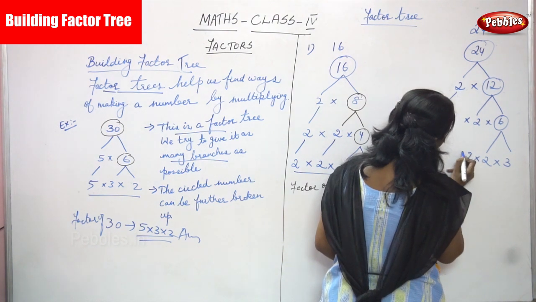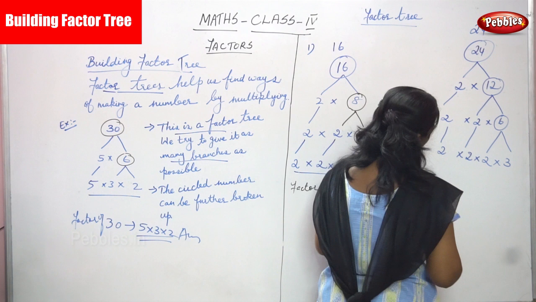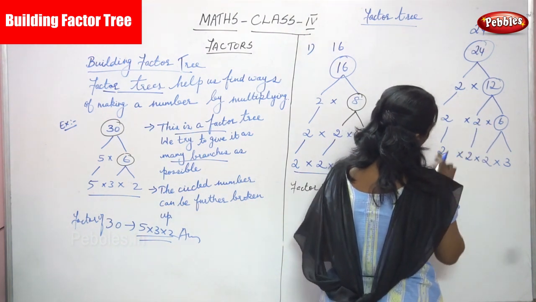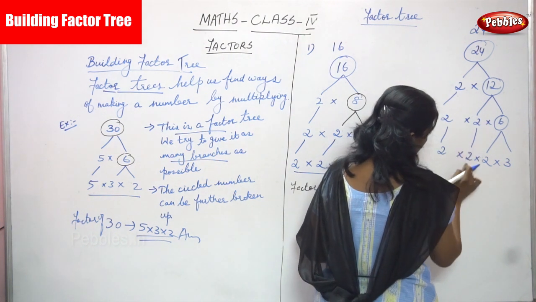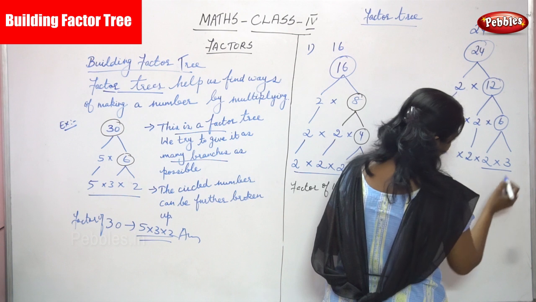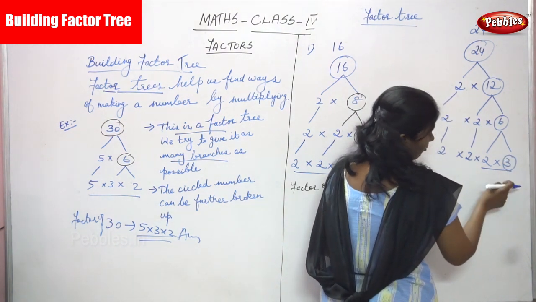Then 2. Again I have to put a multiplication. So bring down these 2. This 2 you have to bring down, and this 2 also bring down. So this 2 and 3 is the factor of 6. Now if I circle the 3, what am I going to do? Again I have to find the factor of 3.